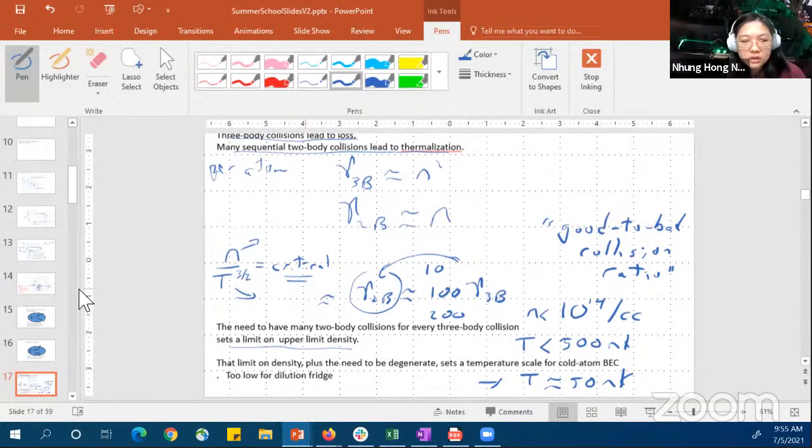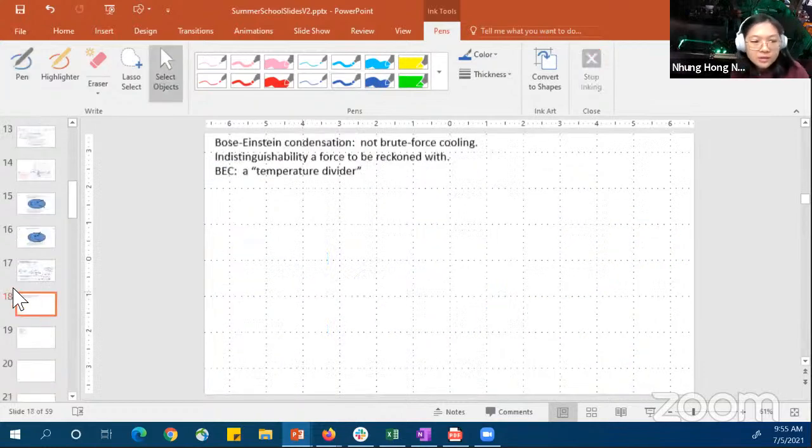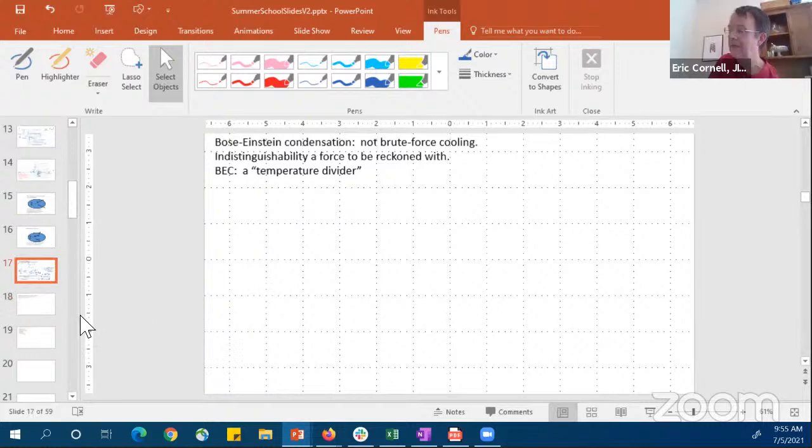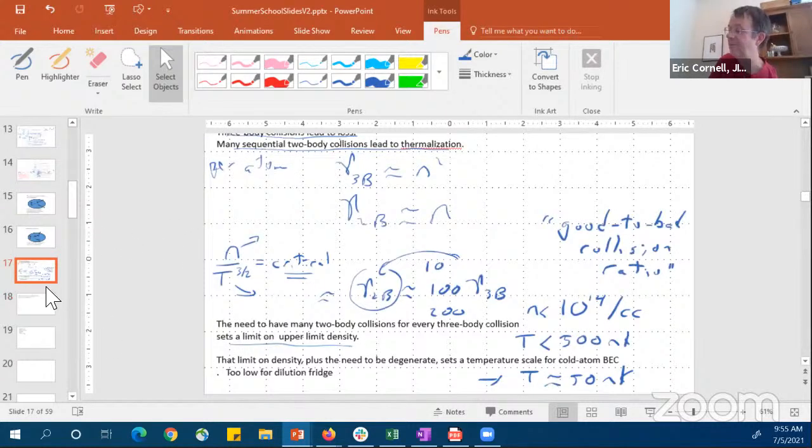I have a question. Please. Yes. So I'm still not clear why the three-body collision is bad. Yes, it's a good question. Let me draw a picture for that.